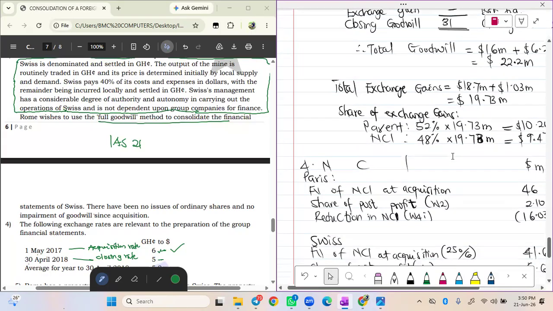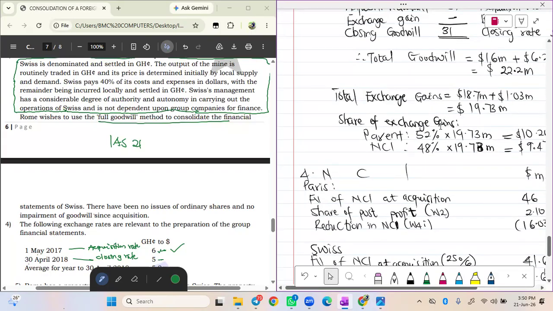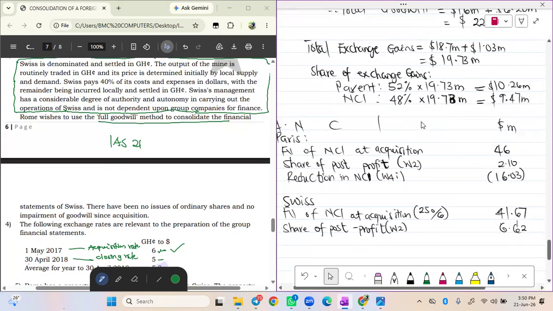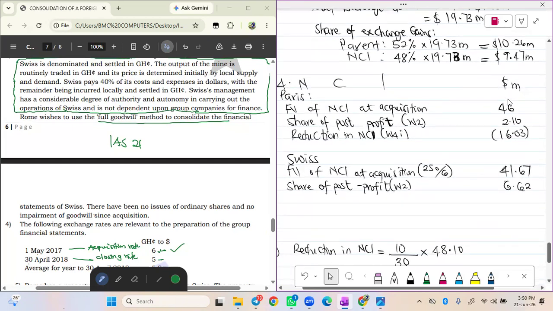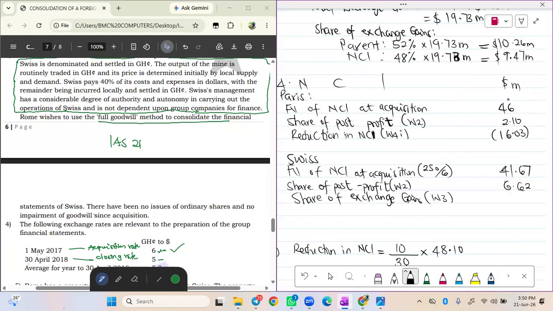And I nearly forgot one thing, the share of exchange gains, NCI's own. Okay, 9.47. I said I had to come to this place. So share of exchange gains. The total exchange gains we've added and we shared it. So that one was found under working 3, 9.47 million. It was in dollars, so we don't have to translate. So please, what was the NCI at reporting?